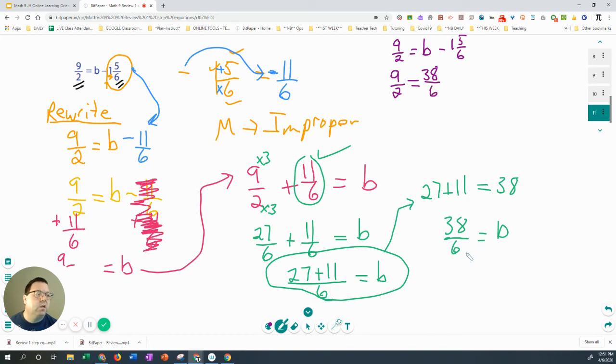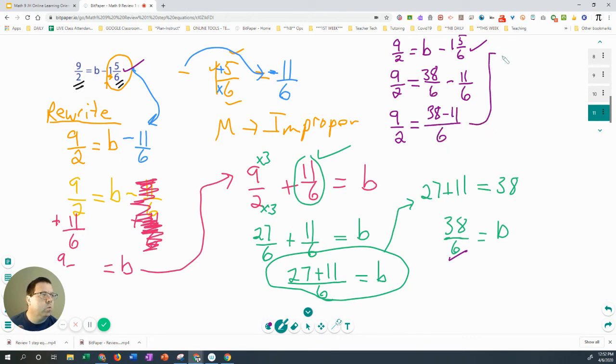Now you notice I did not reduce this, not yet. That's because I know I'm going to check it, and this already has a common denominator with this part of the equation. So I will not reduce it yet. Yes, you should simplify it, but I'm not doing it yet. So 6 times 1 is 6 plus 5 is 11. So 11 over 6, 11 over 6. Let's see how this works out. 9 over 2 is equal to 38 minus 11 over 6.